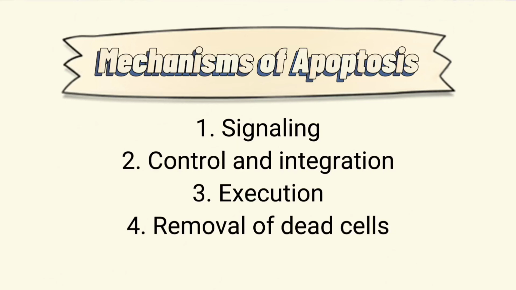Apoptotic cells exhibit a characteristic breakdown of DNA into 180 to 200 base fragments. This is brought about by the action of calcium and magnesium dependent endonucleases. This simply means that the breakdown of DNA into smaller pieces will result into the death of a cell. The final mechanism of apoptosis is the removal of dead cells.